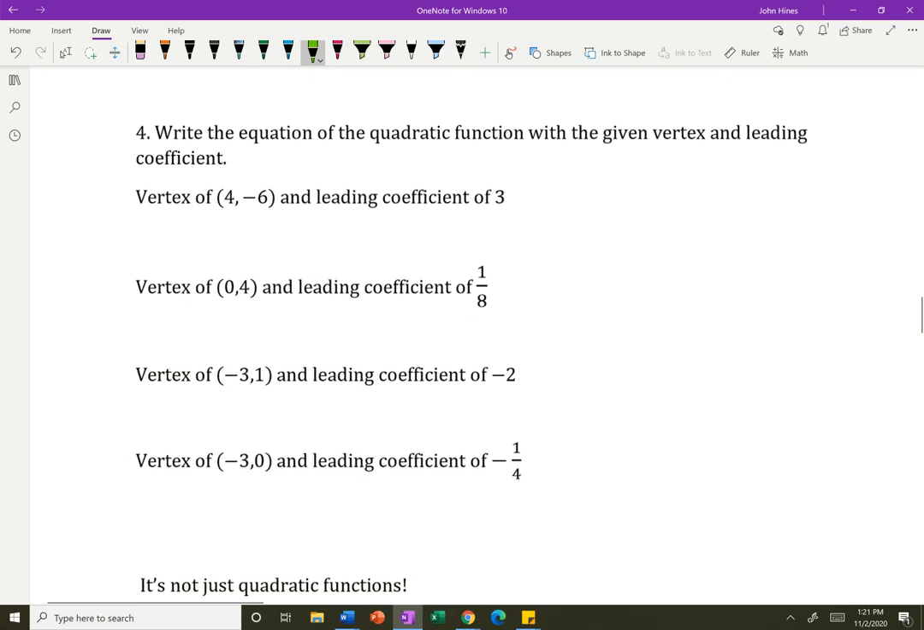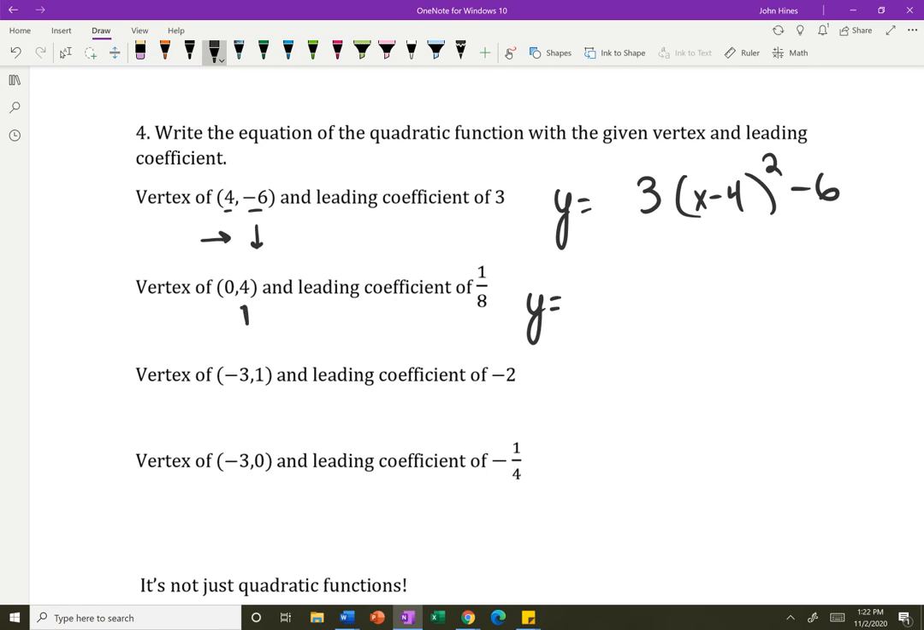All right, let's work backwards now. I'm going to give you the shifts. You need to tell me what the function is. So how do I have a vertex of 4, negative 6? Well, I have to go right 4, down 6. So y equals, how do I go right 4? Well, opposite the same. Remember, it's opposite the same and a leading coefficient of 3.